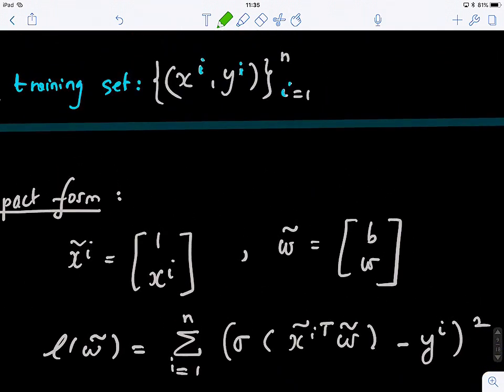So by defining a new variable, or a new feature vector xi tilde, we change this formula. So we remove somehow the b, and we get just simply sigma of xi transpose w tilde minus the target value. Okay, so quite simple.